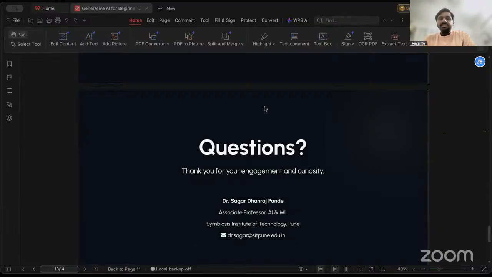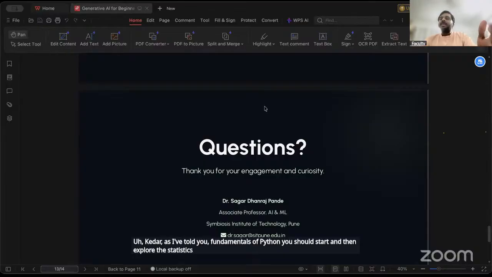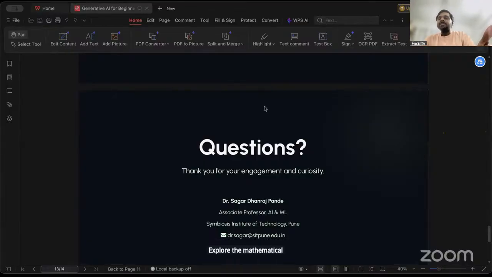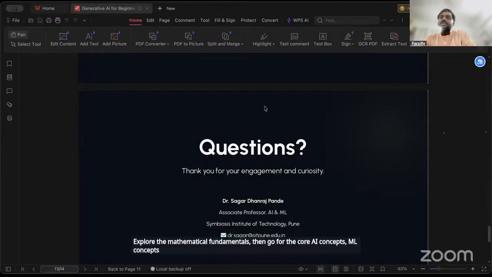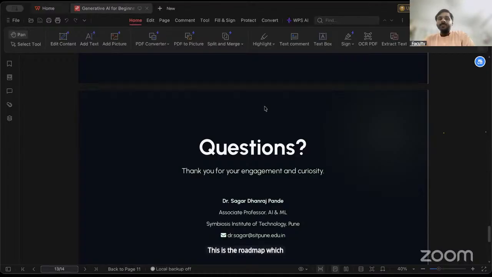Sir, what are the basics which are needed for training AI and ML models? Kedar, as I have told you, start with the fundamentals of Python, then explore statistics, explore the mathematical fundamentals, then go for the core AI concepts, ML concepts, and then move towards the frameworks. This is the roadmap which you will have to follow.